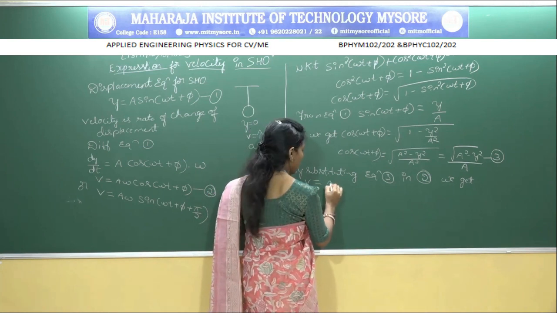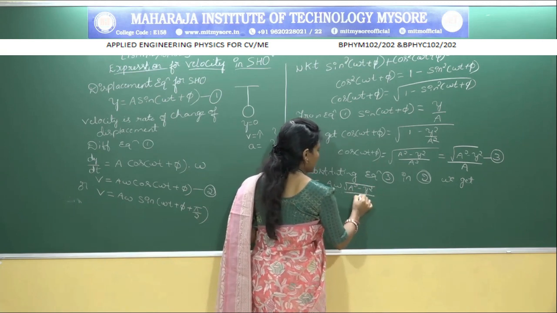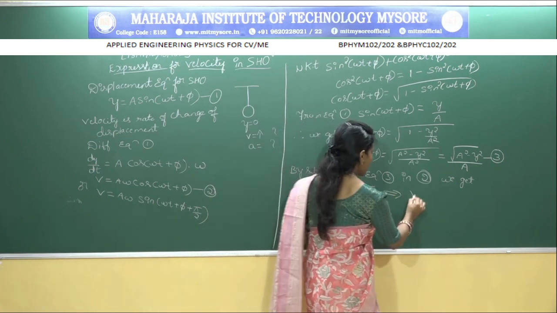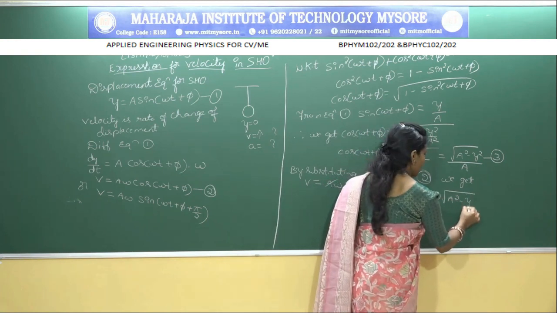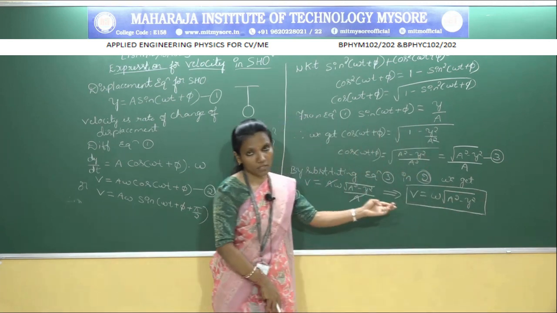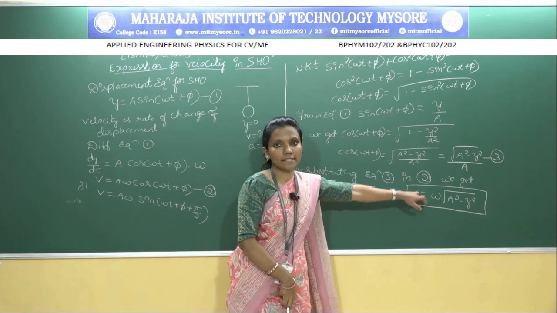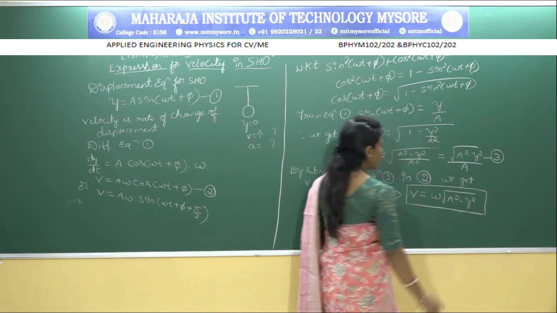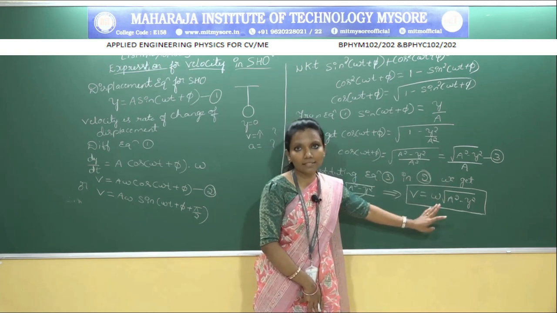We get v is equal to a omega root of a square minus y square divided by a. So that a will get cancelled. What we got is v is equal to omega root of a square minus y square. So this is the expression for velocity when the particle is oscillating. This is the expression for the velocity of a simple harmonic oscillator in the general case.